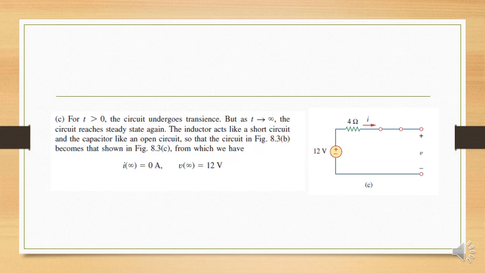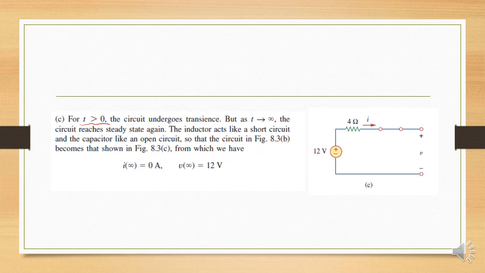Now the last one, for t greater than 0. What do we find out? We have t less than 0, t equal to 0. Now the third thing is, what would be the values at t greater than 0, as t approaches infinity? For t greater than 0, the circuit undergoes transients. But as t approaches infinity, the circuit reaches steady state again. The inductor acts like a short circuit and the capacitor acts like an open circuit.